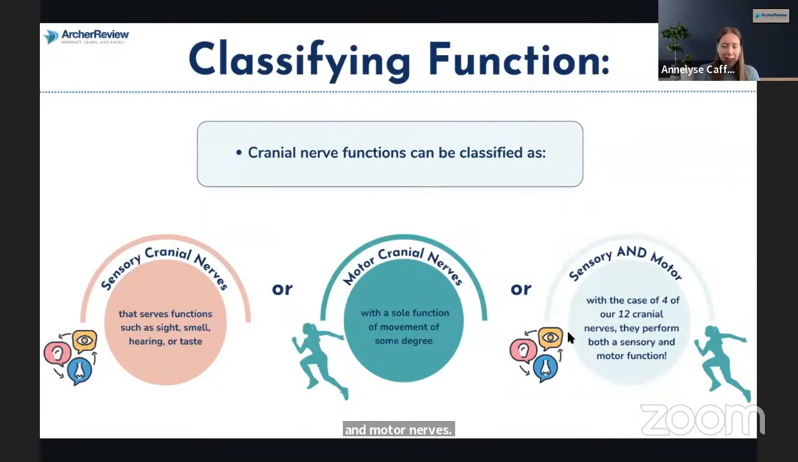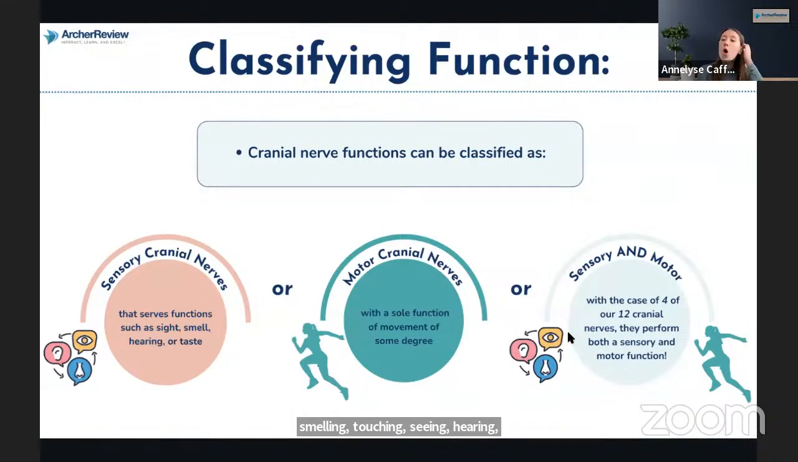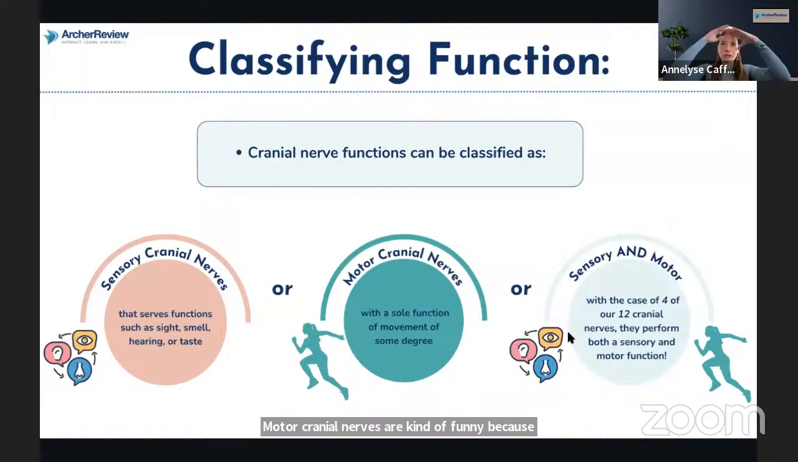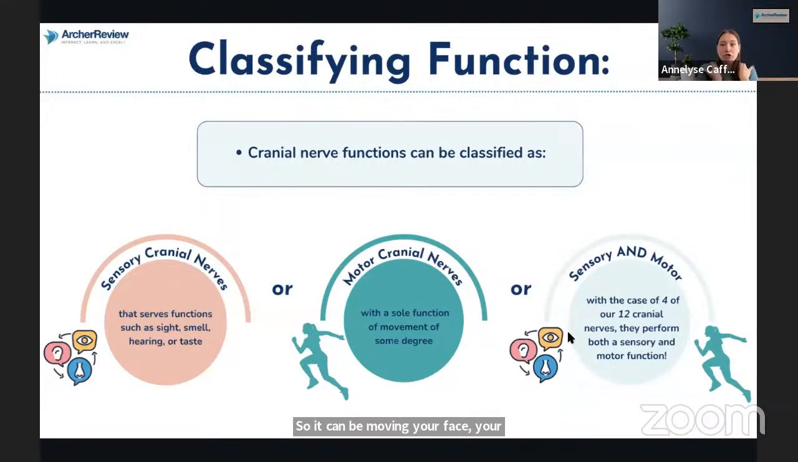As the name implies, it's not super hard to understand. Sensory cranial nerves have sensory function. So that would be something like our 5 senses: smelling, touching, seeing, hearing, tasting. Those are going to be the sensory nerves. Motor cranial nerves are kind of funny because I think we think cranial nerves all have to be in the head, but a motor cranial nerve has the sole function of movement. So it can be moving your face, your jaw. Some of them even are moving your shoulders or neck.